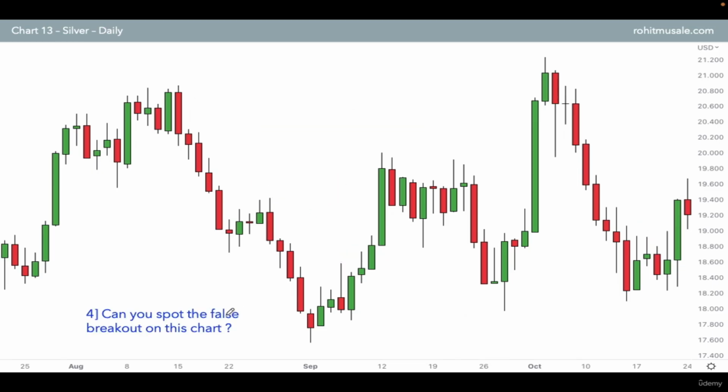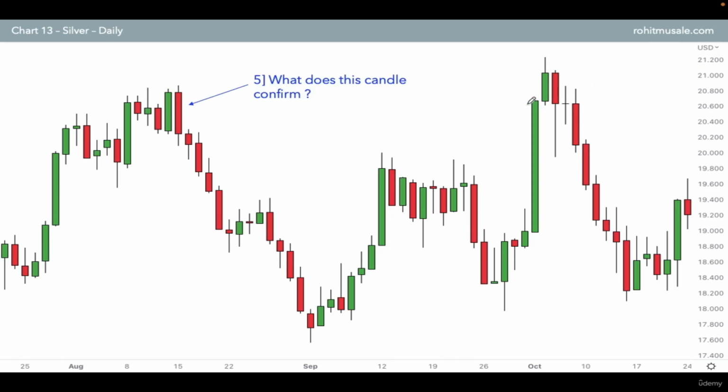Number 4, can you spot the false breakout on this chart? See, by now this should be easy, right? You take this candle, this is the high where the market began to turn. So if I draw a line here like this, that's a multi-tested line, correct? For a breakout, you need a multi-tested line. So it breaks out and then closes back below. That's a false breakout, which is called falling off the roof.